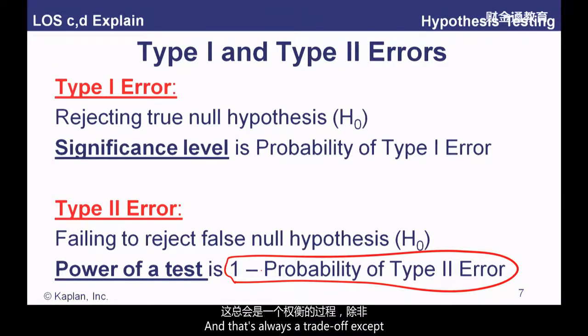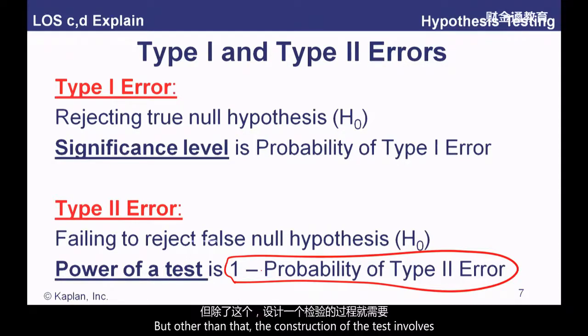And that's always a trade-off, except in the case of if we can get more data points that we can use, then we could actually improve both types of errors. But other than that, the construction of the test involves really a trade-off between these 2 types of errors.